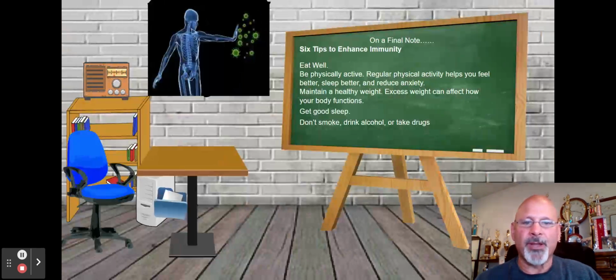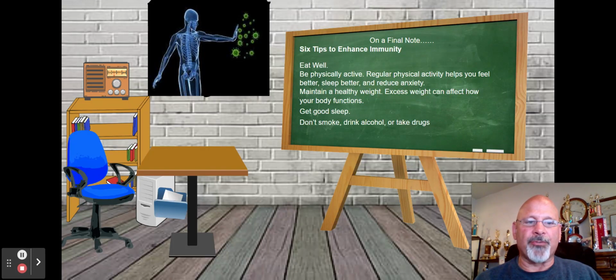On a final note, 6 ways to enhance immunity: eat well, be physically active. A regular physical exercise helps you feel better, sleep better, and reduce anxiety. Maintain a healthy weight. Excess weight can affect how your body functions. Get good sleep. Don't smoke, drink alcohol, or take drugs.